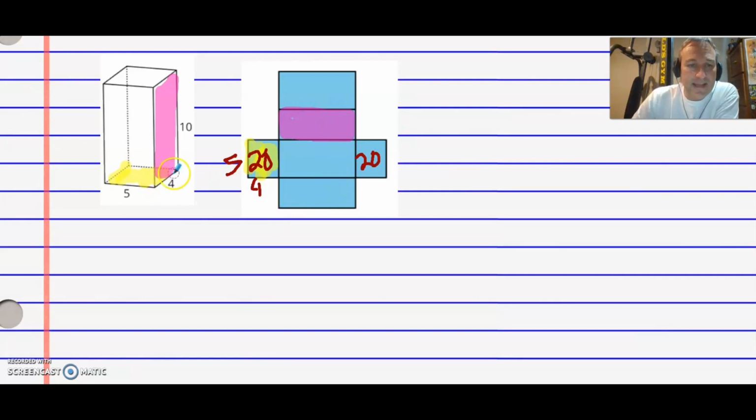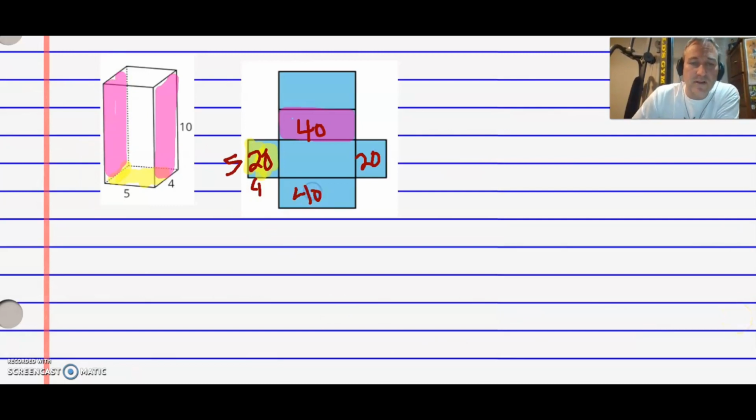Okay? And that's a 4 by 10. So that makes this area 4 times 10, which of course means that's 40. And if you look at the opposite side over here, let's highlight that too. The opposite side over on this side, see that? There's 2 pink sides. Those are also 40. So we can put that in right here.